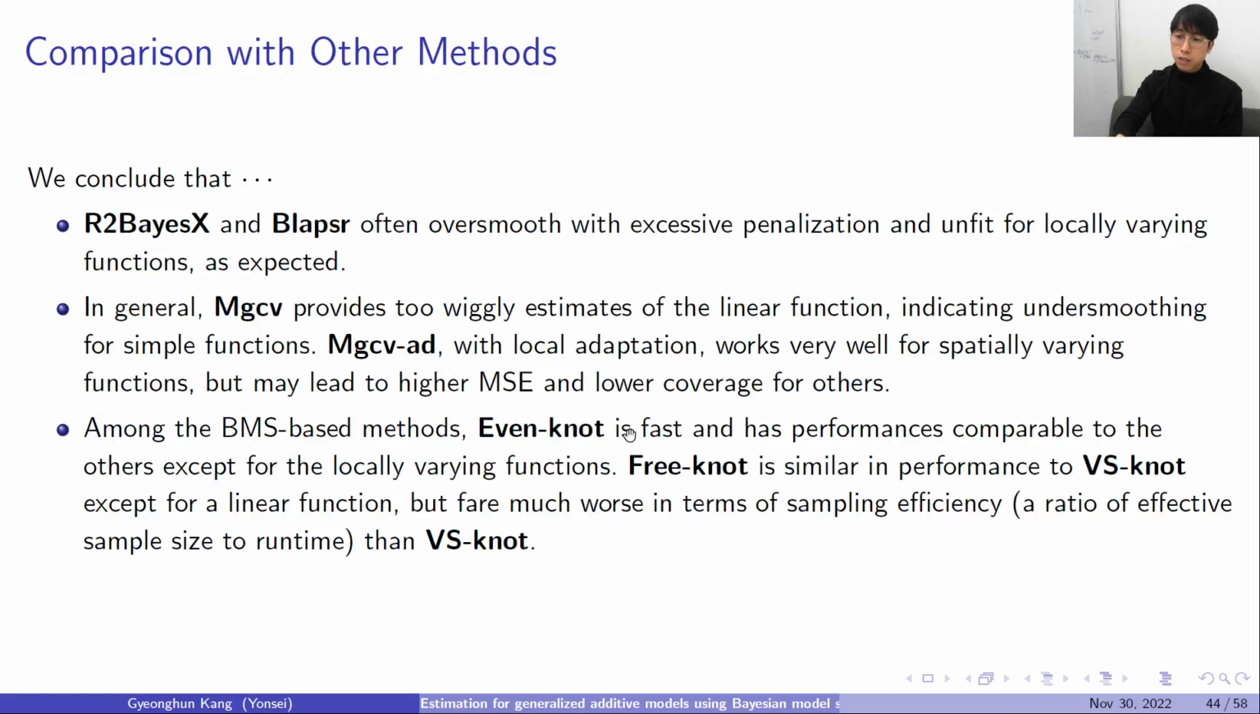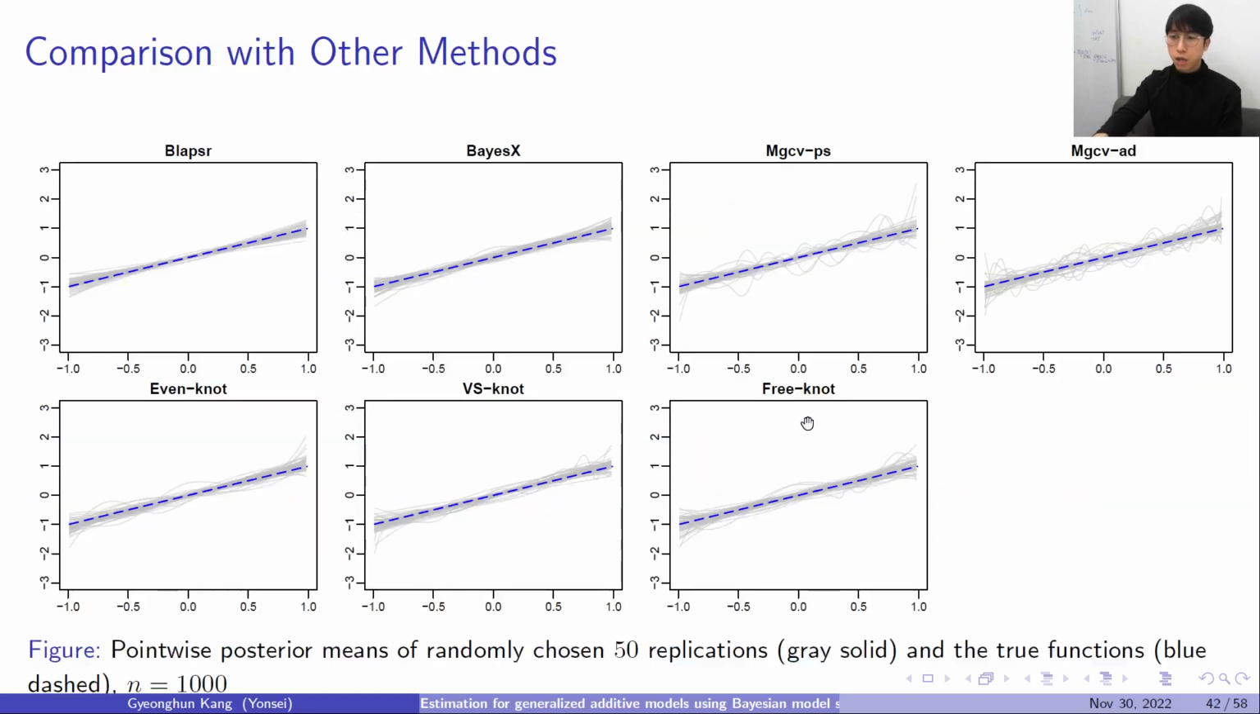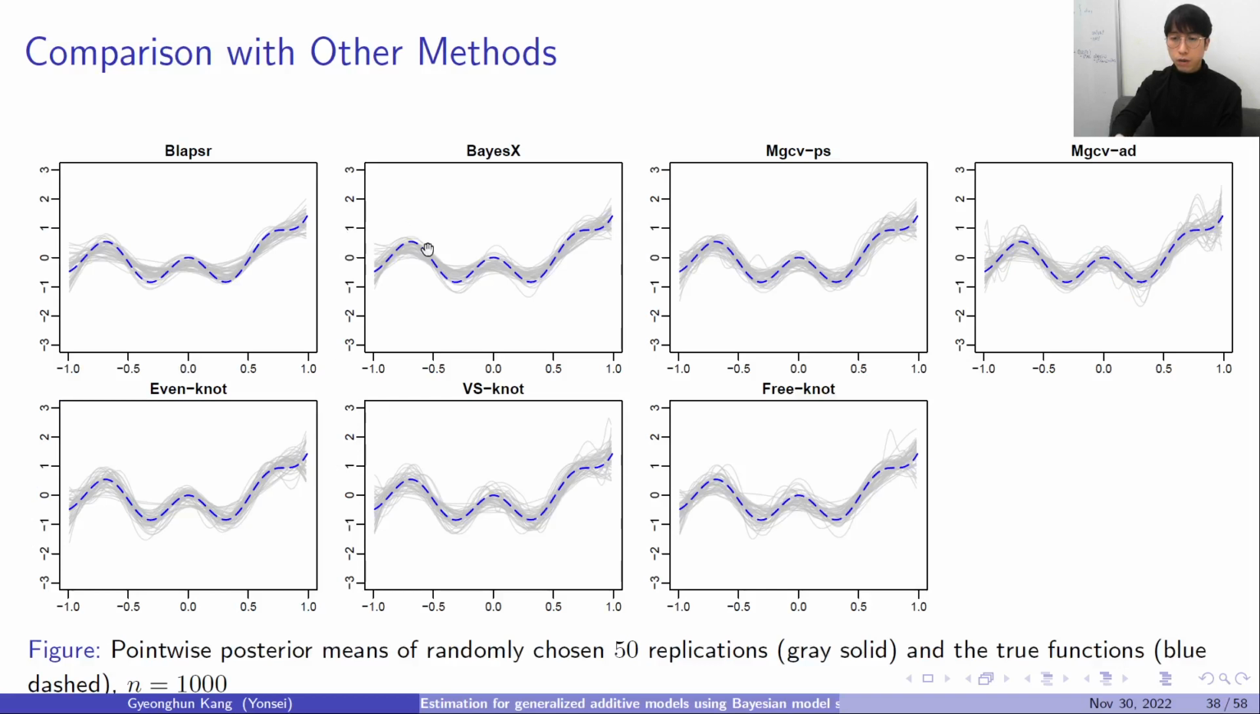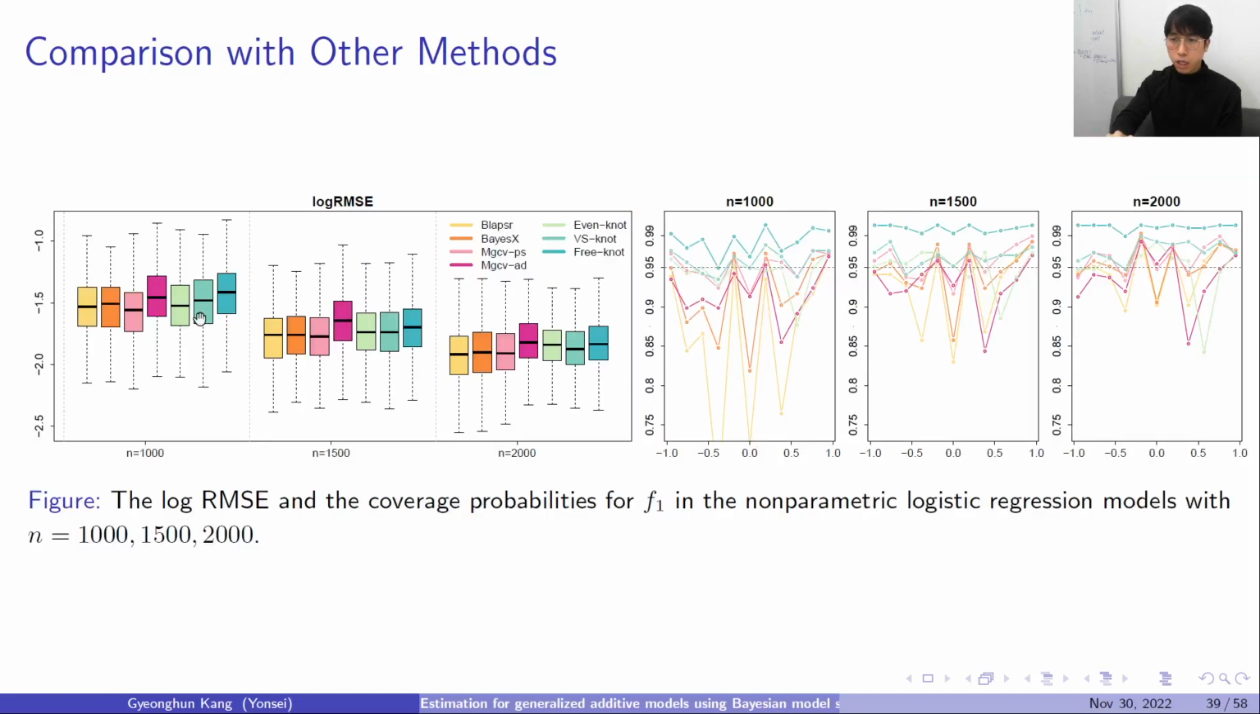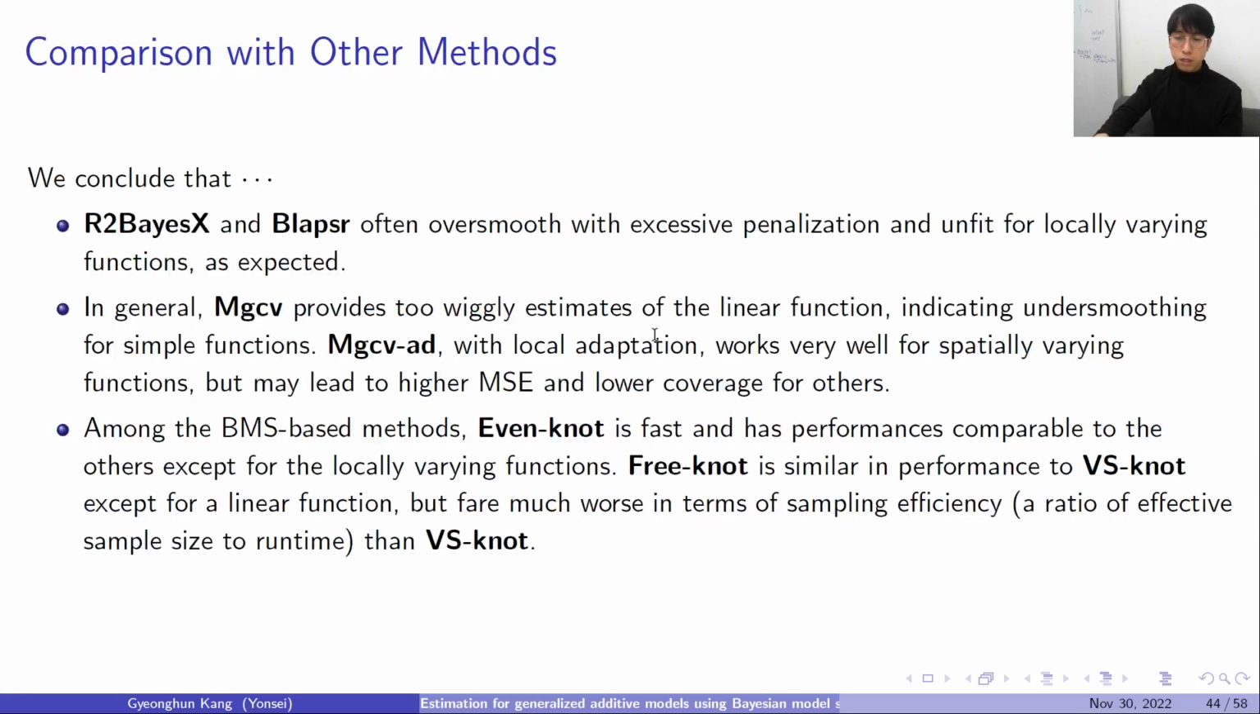And even knot, although it is not fit for locally varying functions, is very fast, and its performance is comparable to other options. For example, for these non-varying functions, the results are really comparable to the others here. So I found that in practice, I have used the even knot strategy. I found this strategy very useful for pilot analysis, for exploratory data analysis, because if you use variable selection knot, we have to wait several minutes, right, to get the estimate. And if you're doing exploratory data analysis, then even knot can be very useful, right?